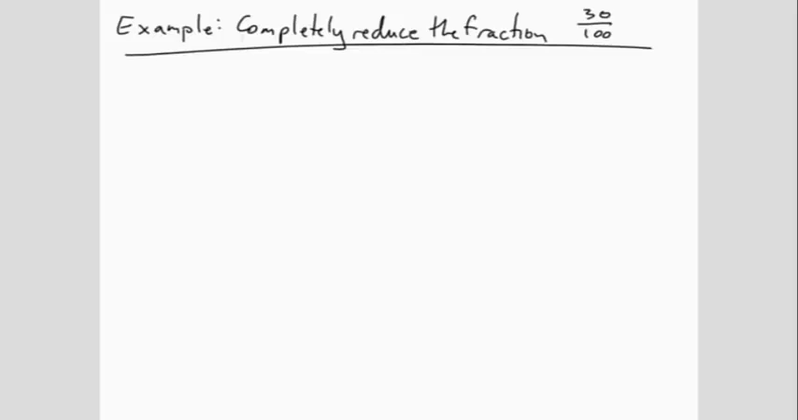Example, completely reduce the fraction 30/100. Notice that you would not want to draw this picture. There are just far too many wedges for that to be realistic. However, it's not that hard to work with this algebraically. What is the greatest common factor of 30 and 100? We can see that 10 is the greatest common factor, so we will write this out as 10 times 3 over 10 times 10. And then the 10's in the numerator and denominator cancel out, leaving us with 3/10.